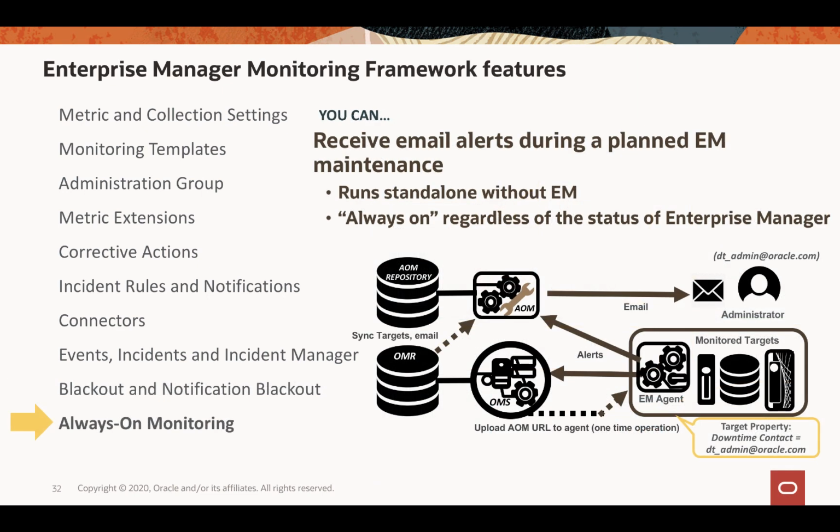And lastly, always-on monitoring. Using this feature, you can receive email alerts during the planned Enterprise Manager downtime. It runs standalone without EM, so it can be always on regardless of the status of Enterprise Manager. As you can see in the diagram, it runs on top of the EM topology. The agent sends alert information to both AOM and OMS. So when Enterprise Manager is brought down for the downtime, AOM continues to run and sends out email notifications to administrators.